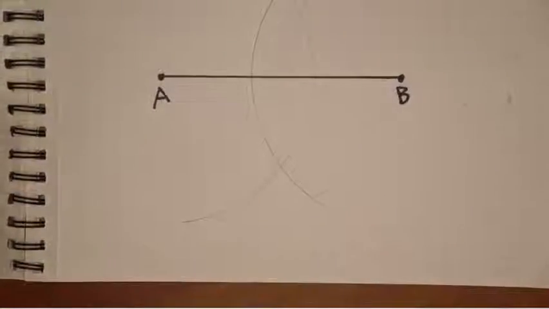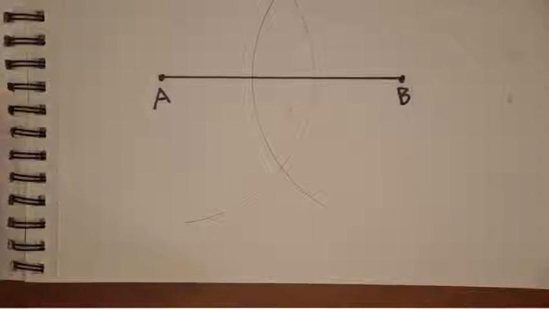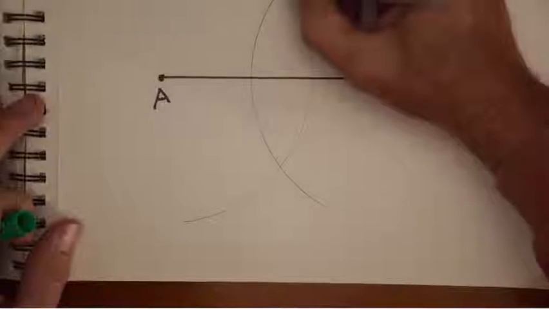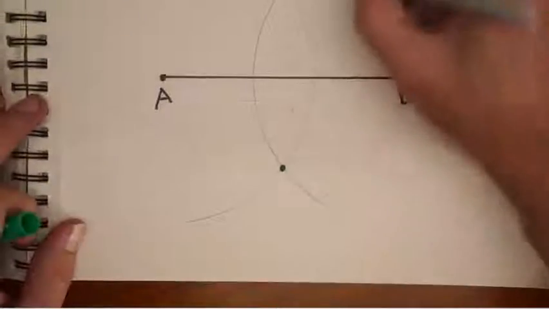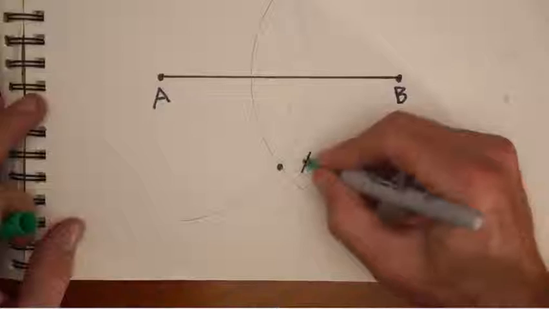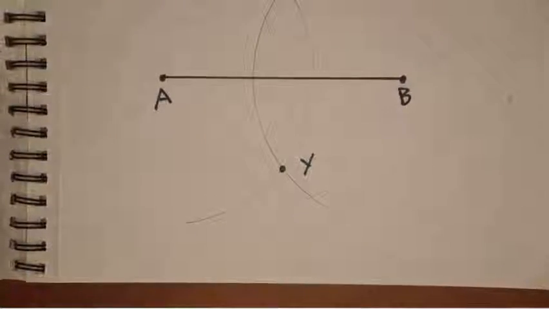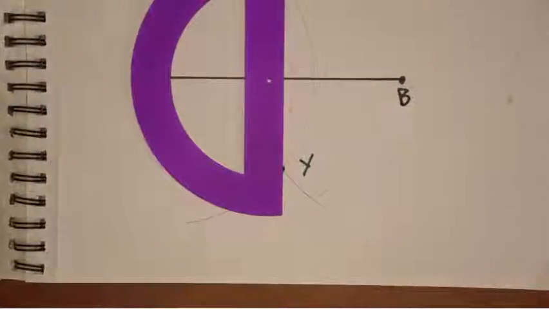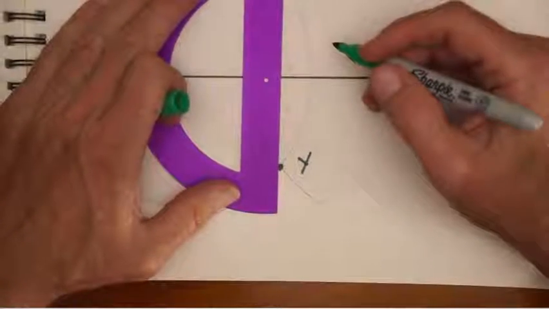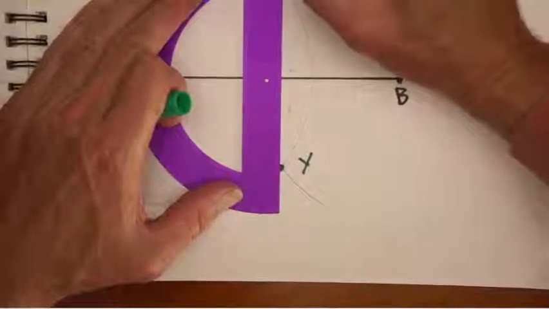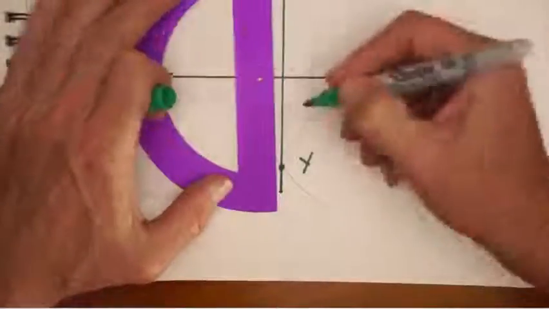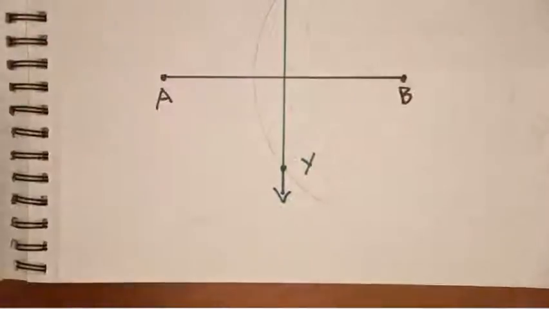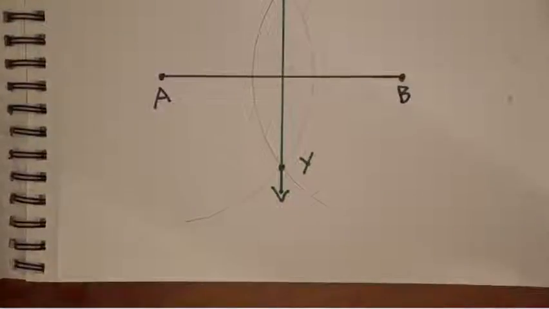And we're going to get two points of intersection between those two arcs. And I'll label those X and Y. I could label them out, but let's label them X and Y. I'm then going to take the straight edge. I'm going to create a line that goes through both points, X and Y, that we just created. And that line, XY, is the perpendicular bisector of AB.